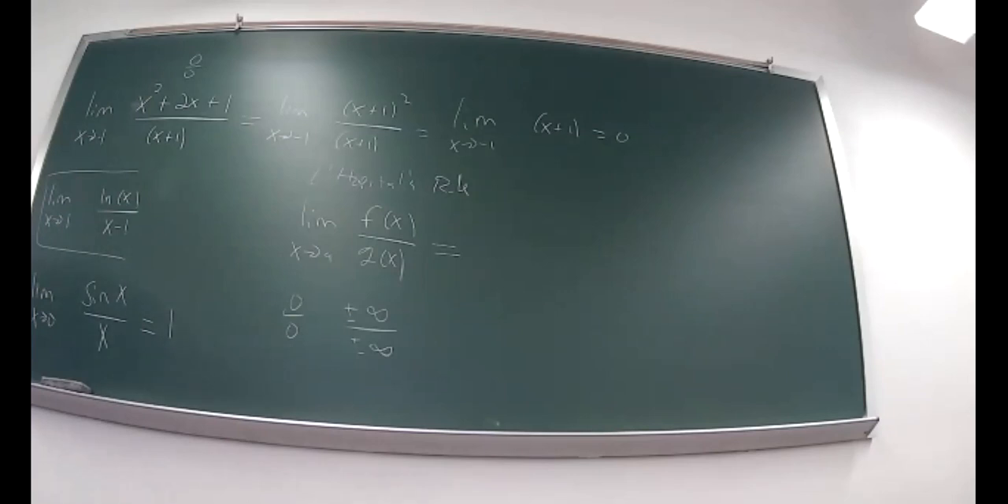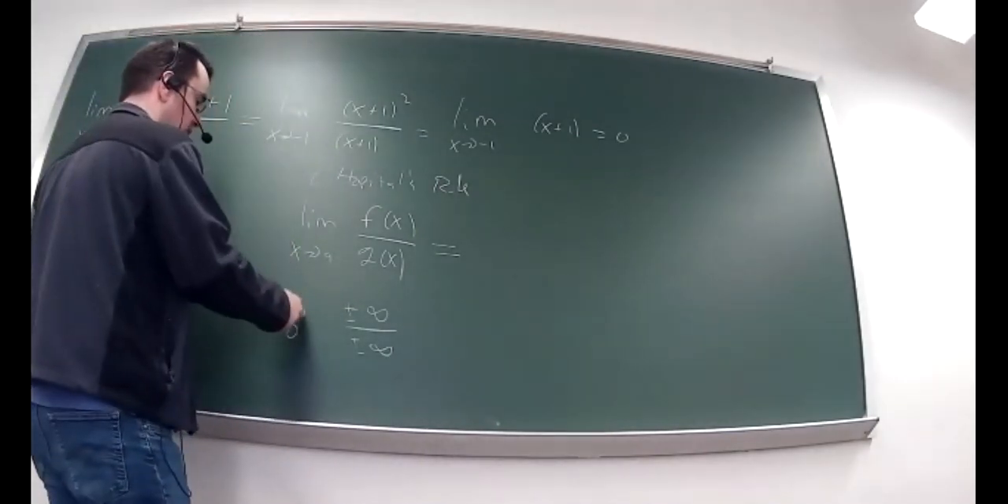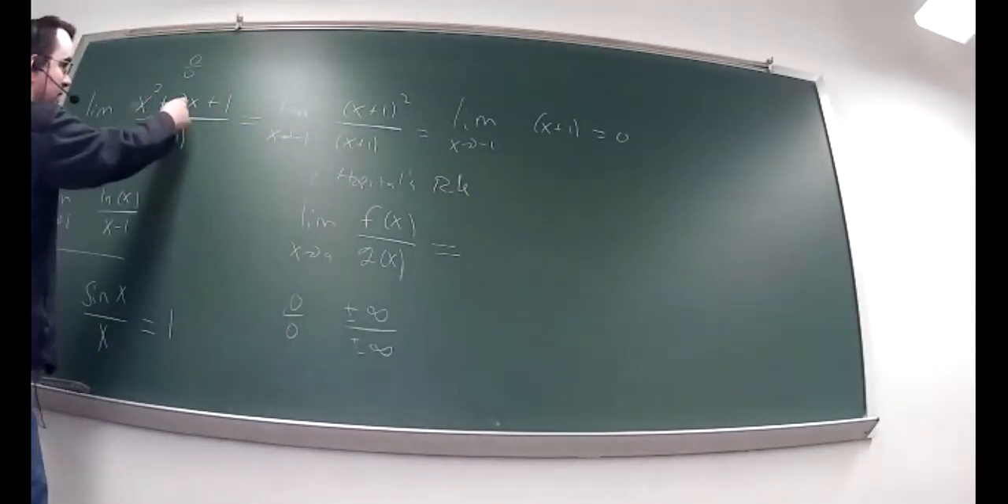And when I'm trying to calculate the limit, what I'm really interested in is how fast natural log of x is going to 0 compared to how fast x minus 1 is going to 0, as x goes to 1. And what tells us how fast something is going to 0, the rate of change? That would be the derivative.